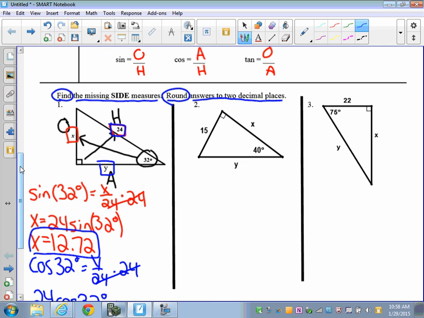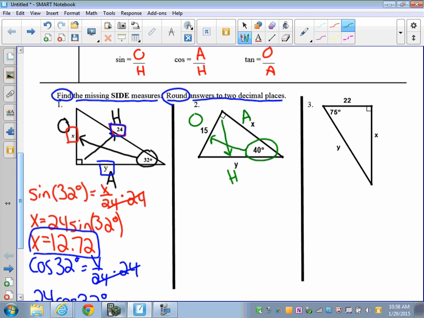Let's try number 2 also. So let's follow those steps. We circle the angle. We identify hypotenuse, adjacent, and opposite. Across from the 90-degree angle, I'm not pointing to the 40 degrees, I'm pointing to y. So that's my hypotenuse. This is my opposite side, and x is adjacent.